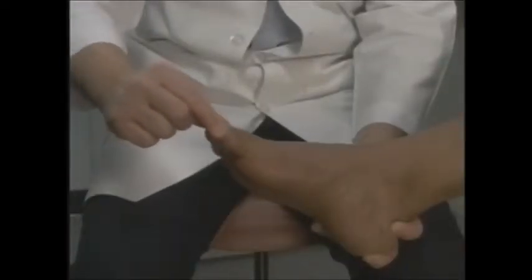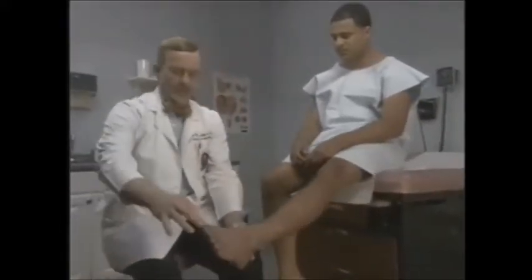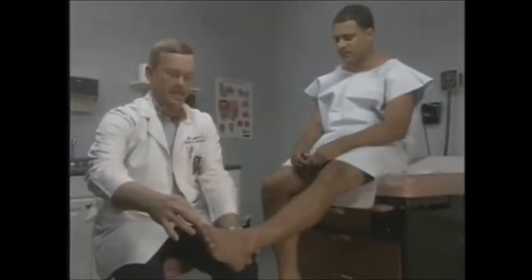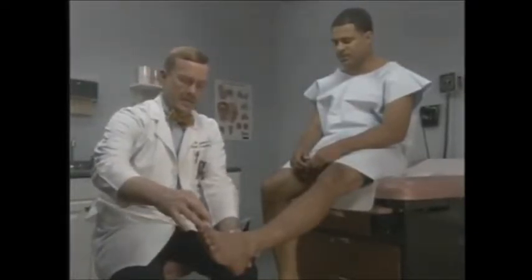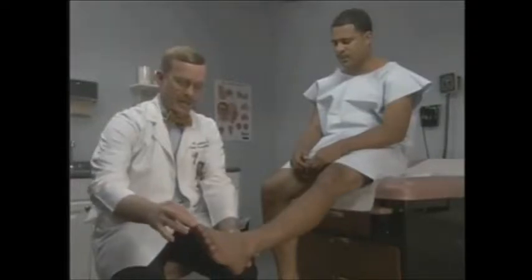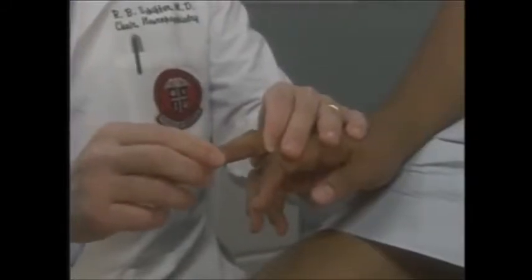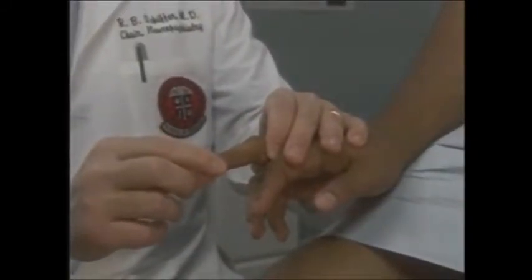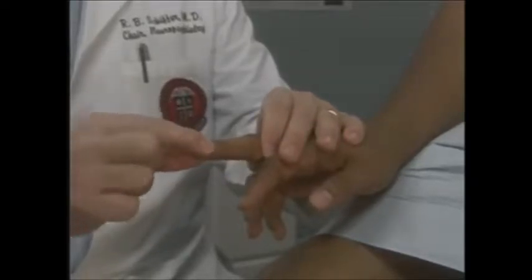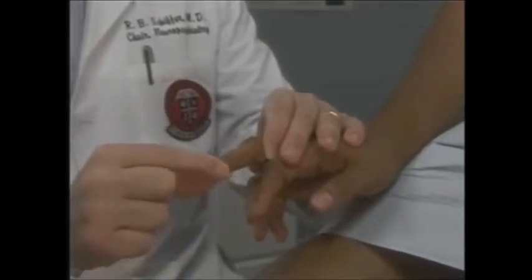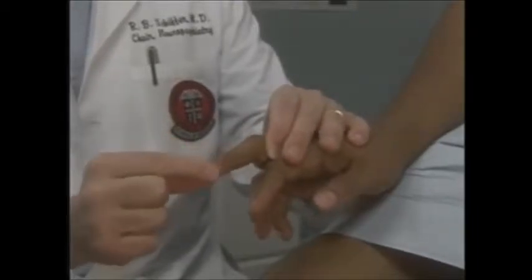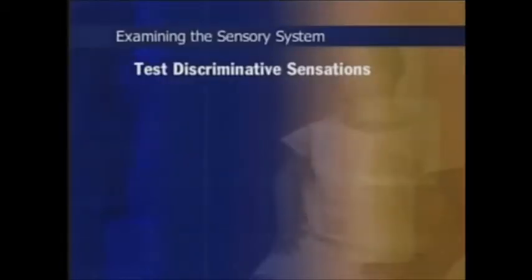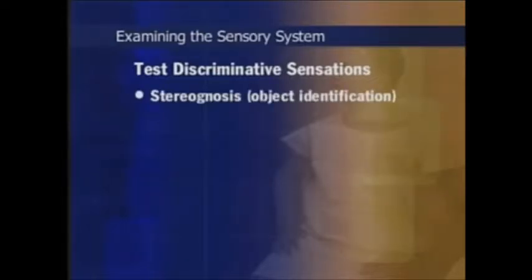Move the big toe up and down in an irregular sequence. Then compare with the big toe on the other foot. Same thing. Are you ready? Yes. Here it comes. Up. Down. Right. Left. In a similar fashion, close your eyes and test position sense in the upper extremities using a finger on each of the patient's hands. Down. Left. Right. Finally, test discriminative sensations by assessing stereognosis or object identification, which is the primary test.